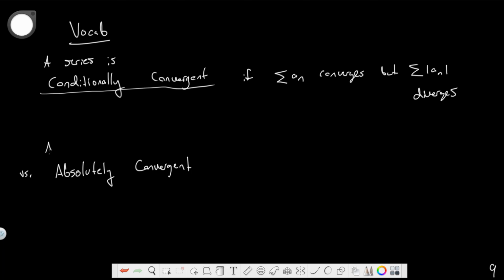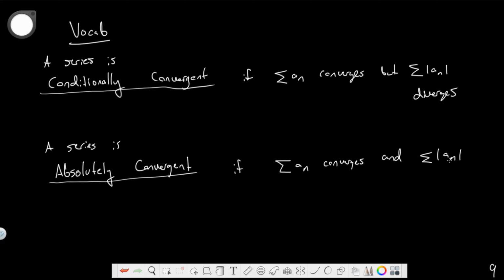And a series is absolutely convergent if the series itself converges and the absolute value also converges. We call a series conditionally convergent if it converges but its absolute value doesn't. And we call a series absolutely convergent if it converges and its absolute value also does.